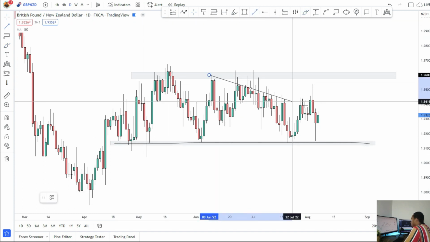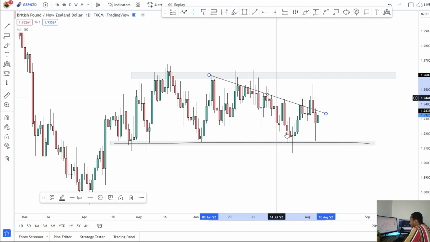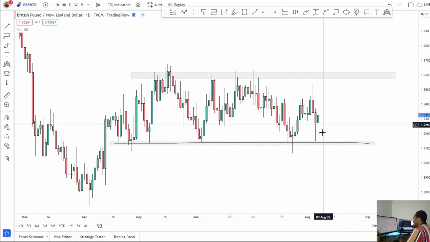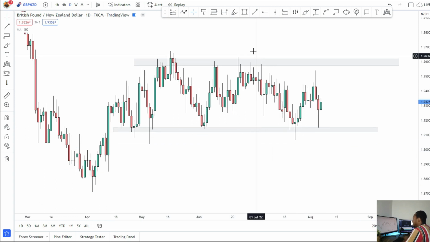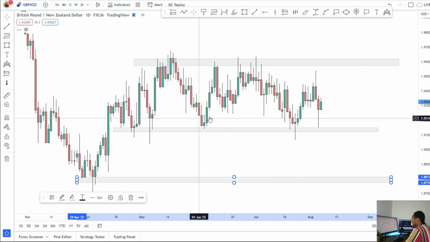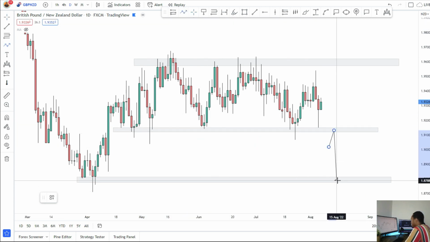Was looking for the market to hold this trend line and roll over to the downside. It kind of did, then broke above. So the market isn't really showing too much momentum in either direction. So with GBP/NZD, we'll be waiting to see if we can get the break of this support, break out of the range, and simply look for continuation back down to the lows.